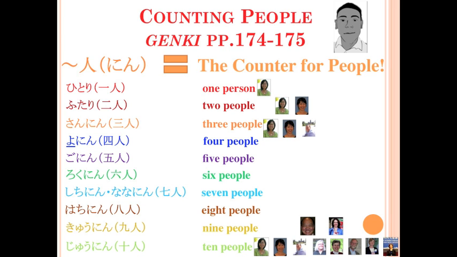Another thing you can do with this counter is count the number of people in a given location. In order to do this, we say place ni person ga x nin imasu. I'm sure you'll remember the sentence place ni person ga imasu. If we add x nin before the imasu, we can count the number of people in that place.